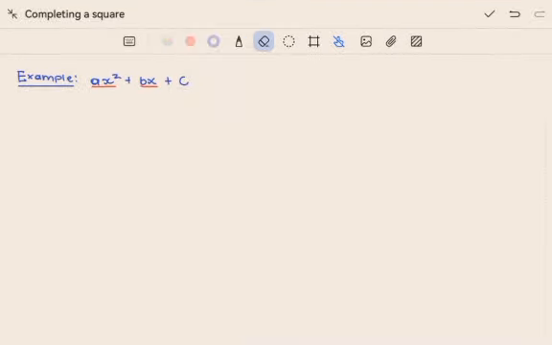What I normally tell people to do when they have to complete the square is to identify the terms in their expression or equation that have a variable x or x squared attached to them. So in our equation, ax squared is our first term that has x squared, and bx is our second term that has x attached to it. After that step, you put all the terms that have x squared and x attached to them into a square bracket.